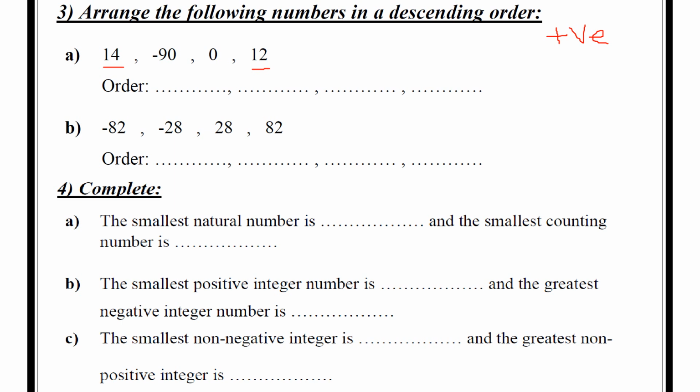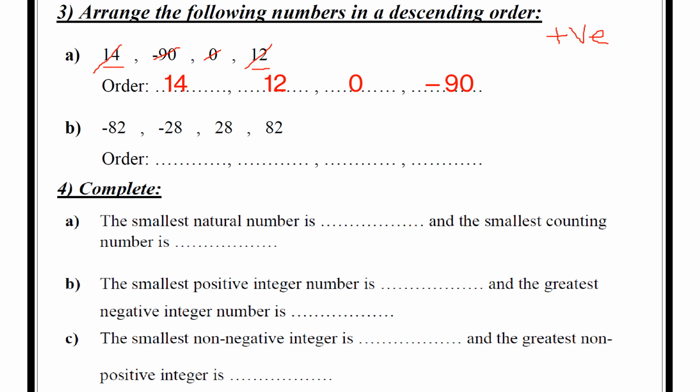So which number is bigger? We have the first number is 14. So cross it and write it. Then we have 12. So cross it and write it. Now we have negative 90 and 0. Which number is bigger? As we said before, 0 is bigger than the negative numbers or integers. So 0 is bigger, cross it, then write it. The last integer is negative 90.